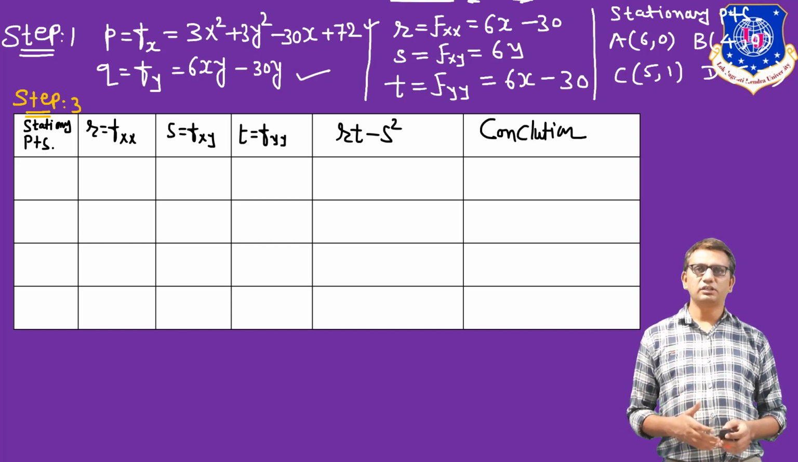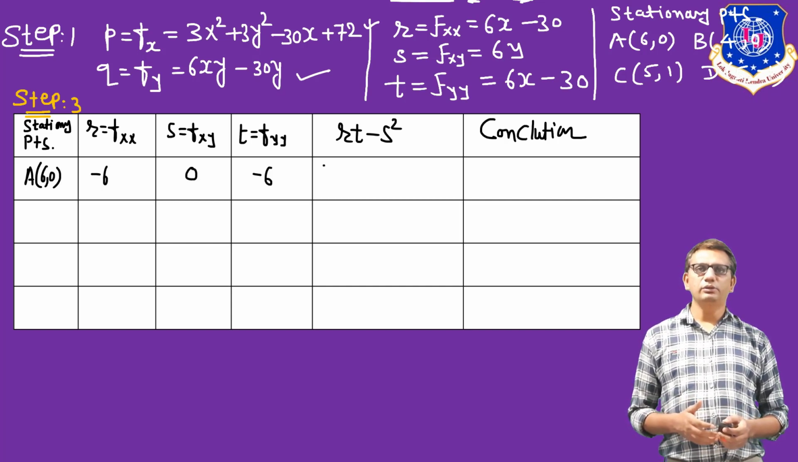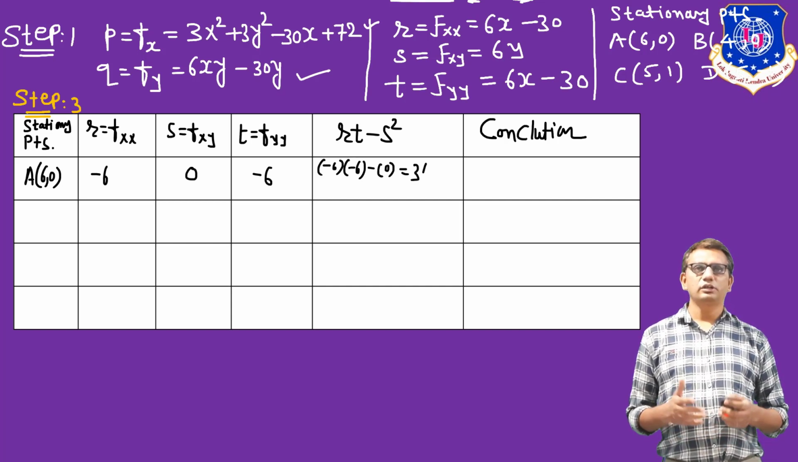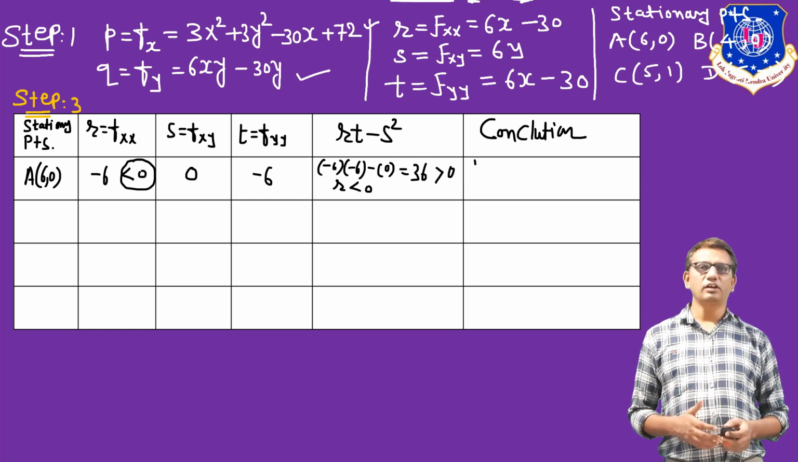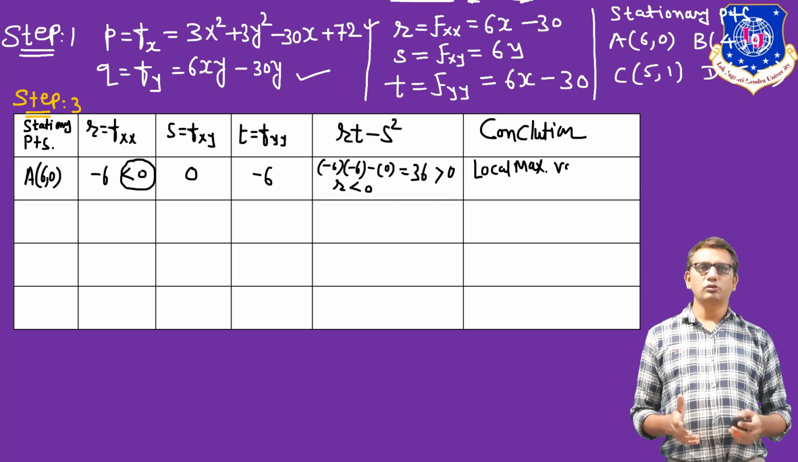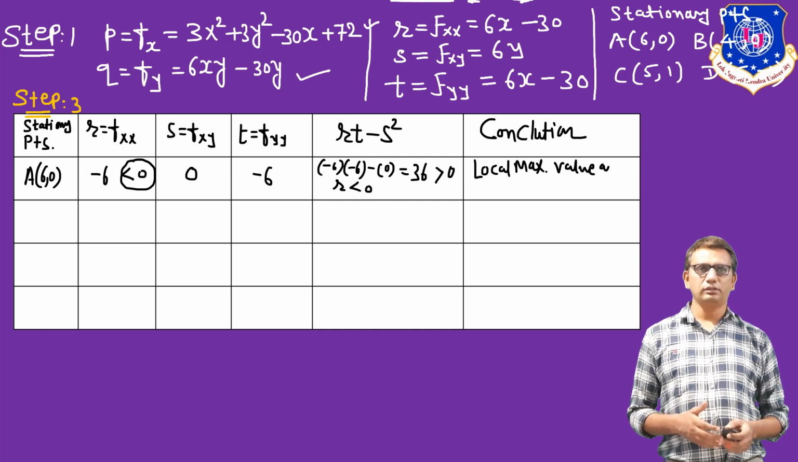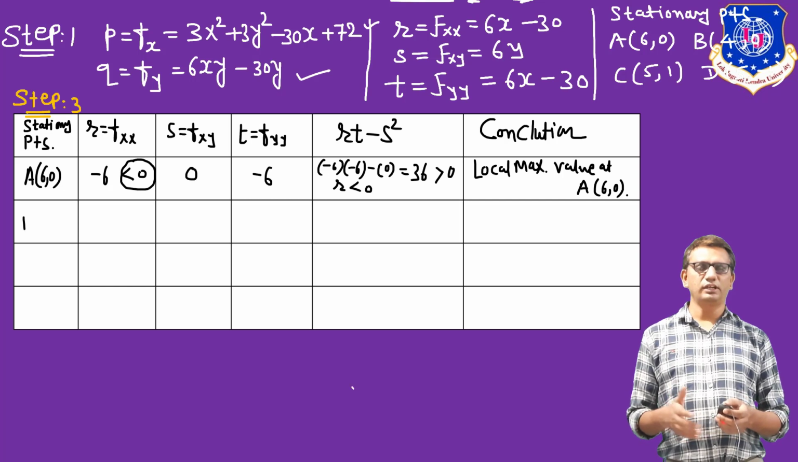So first of all, we prepare the table, and then we write down the first stationary point (6, 0). Its value at this particular point is r equal to 6, s equal to 0, t equal to 6. So rt minus s square will be 36, which is positive. r is positive, so we have a minimum value at that particular point. It is called the local minimum value at A. We will calculate the local value later.